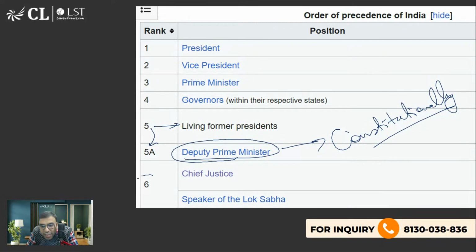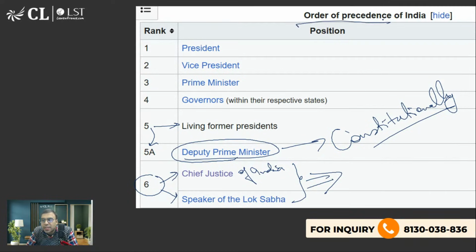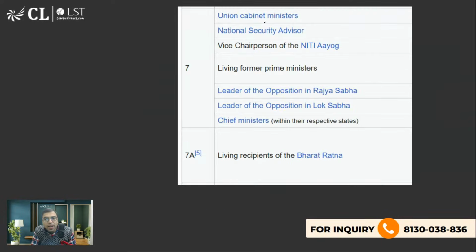After that, at 6th rank are the Chief Justice of India and the Speaker of Lok Sabha. Can you imagine, both are at an equal position in the order of precedence: Chief Justice of India and Speaker of Lok Sabha. Sometimes I have seen questions come on order of precedence, that is why I am telling you. And in this also: Chief Justice, Speaker of Lok Sabha, Union Cabinet Minister, National Security Advisor, Vice Chairperson of NITI Aayog, all are here.